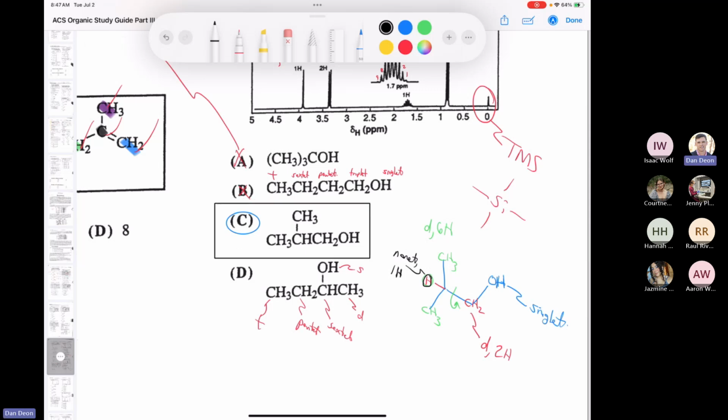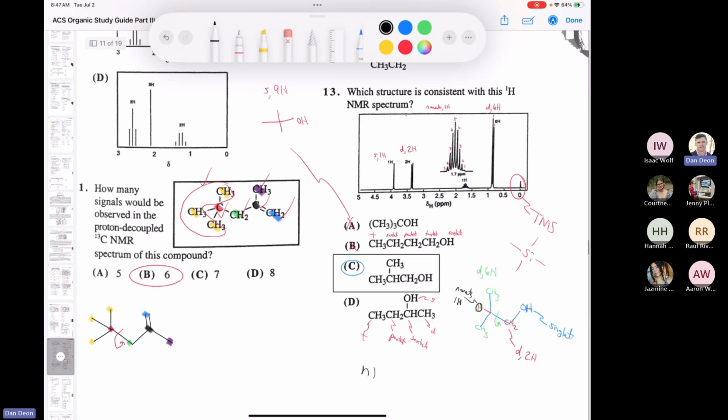Okay, so if you have to go back and review the old n plus 1 rule, make sure you do that and that you understand splitting. Okay, give me a thumbs up if you follow me on that one. I think that one's a really good question, this one here. Okay, cool. Let's try number 17.